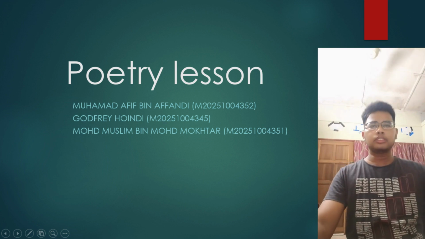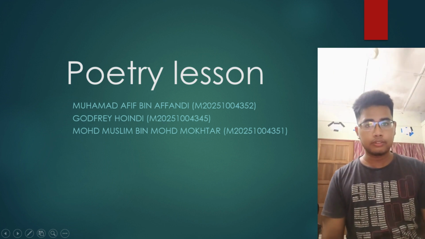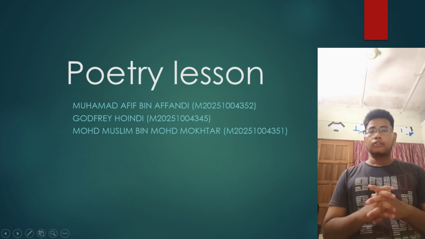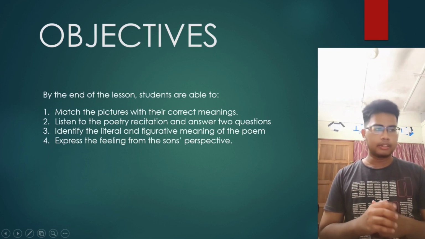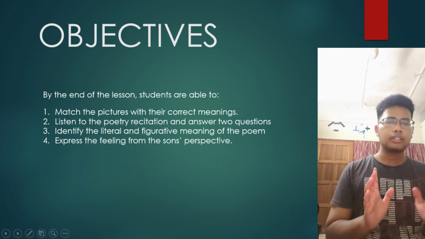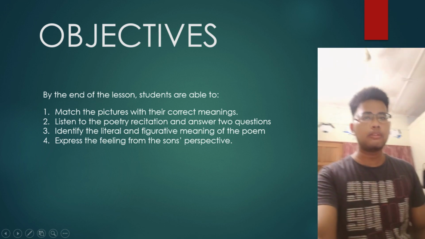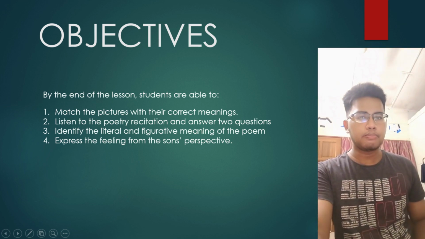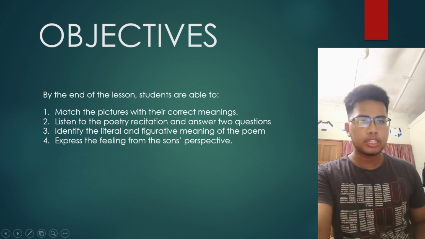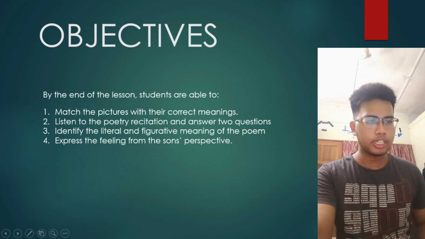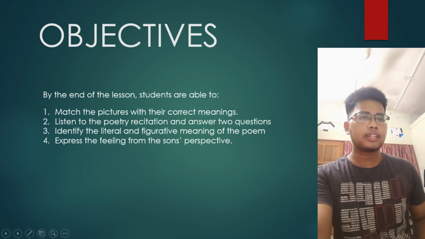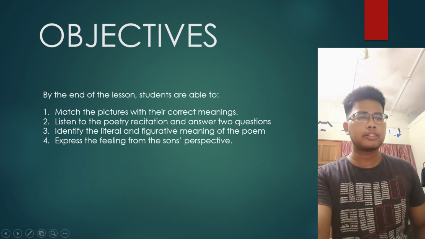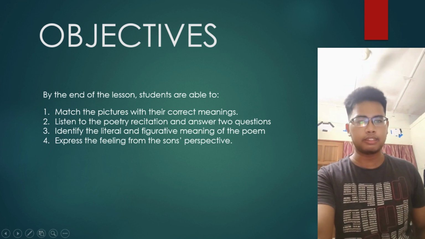Okay, hello everyone. So today we are going to present our poetry lesson for Mother to Son, and I will start with the objective. By the end of the lesson, students are able to, number one, match the pictures with their correct meanings, followed by listen to the poetry recitation and answer questions. Then identify the literal and figurative meaning of the poem. And lastly, express the feeling from the son's perspective.